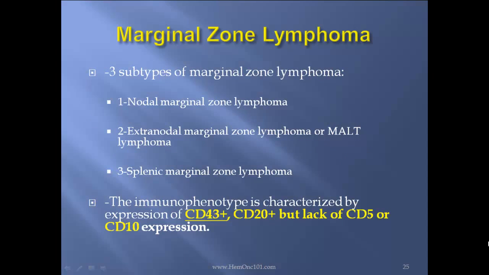Marginal zone lymphoma. There are 3 subtypes of marginal zone lymphoma. 1. Nodal marginal zone lymphoma. 2. Extranodal marginal zone lymphoma or MALT lymphoma. And 3. Splenic marginal zone lymphoma. The immunophenotype is characterized by expression of CD43, CD20, and the lack of CD5 or CD10. Remember CD43.